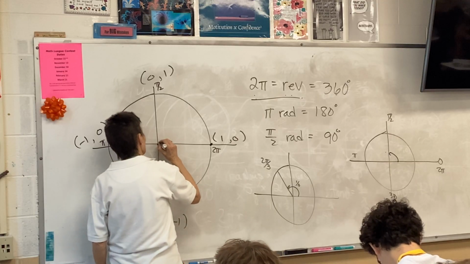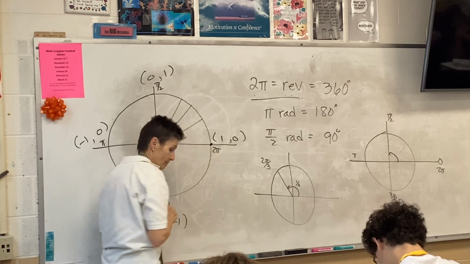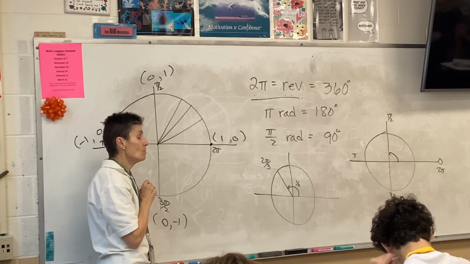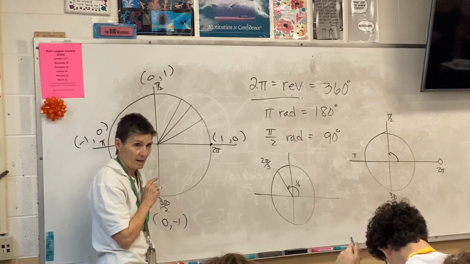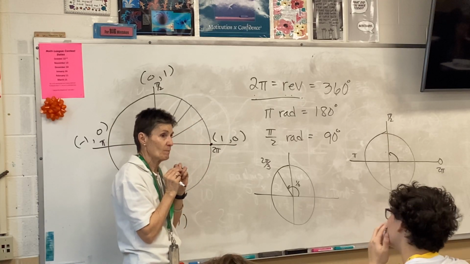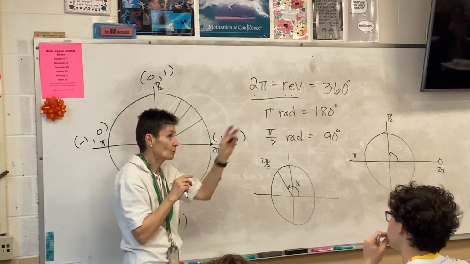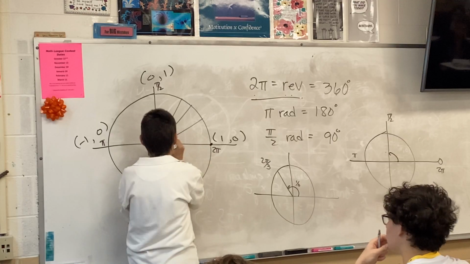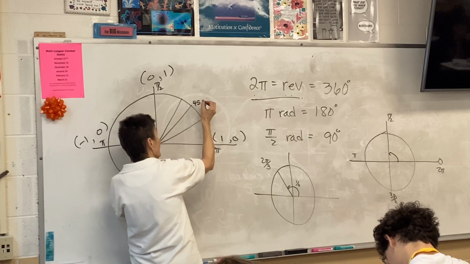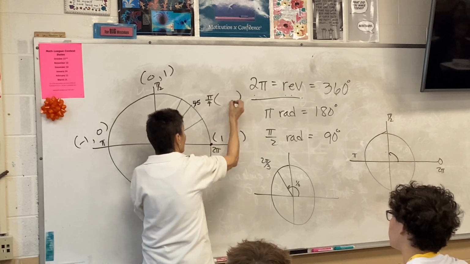We have 3 angles drawn in every quadrant. Those 3 angles correspond to the special angles that you learned in geometry. Anybody remember what I'm talking about? 45, 45, 90, that was one of your special triangles. So 45 degrees, that would be this line right here. What would that be in radians? We're trying to do it in radians. Pi over 4. We're going to find that coordinate.